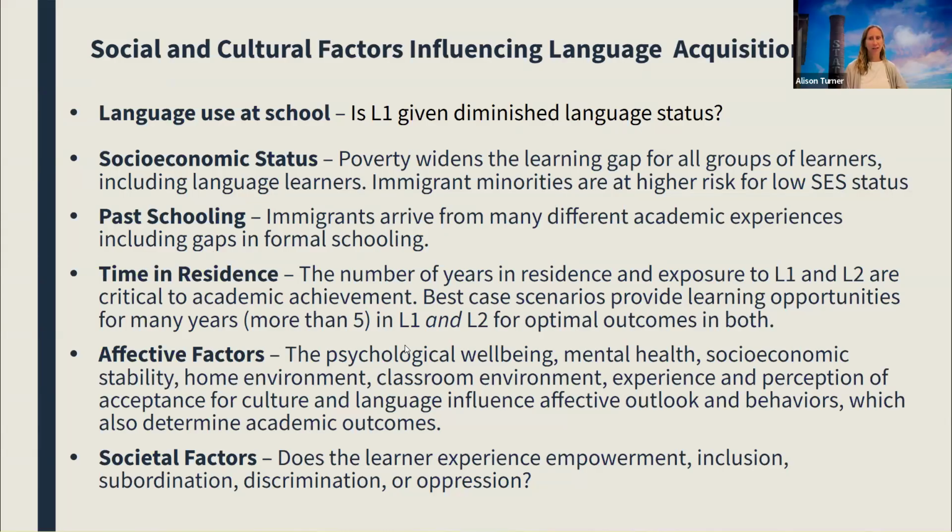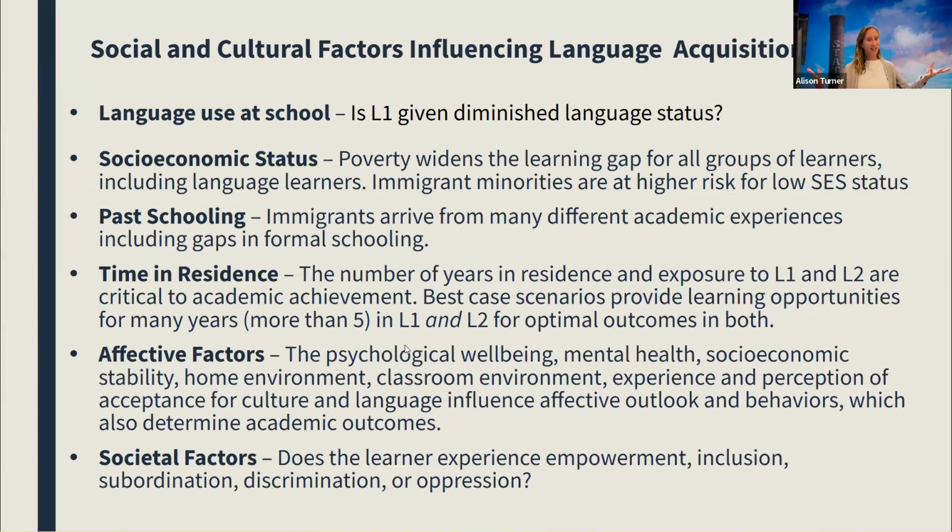Affective factors are huge, right? The psychological well-being of your learners, their mental health, their socioeconomic status, their home environment, the classroom environment, which of course you can help control to a certain extent. Their experience and perception of acceptance for their culture and language, and how that affects their outlook and behaviors, right? So all of this has a major impact on their language acquisition, speed and level.